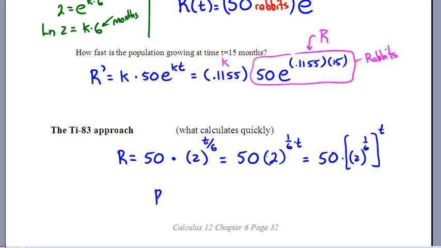So if you ever ask your TI-83 to fit data, it would go, oh yeah, here's the answer. Here's the nice equation: 50, and then this really weird looking base that seems to come out of nowhere, 1.1224, but then it just has to put a t on it. It doesn't have to have a k up there.